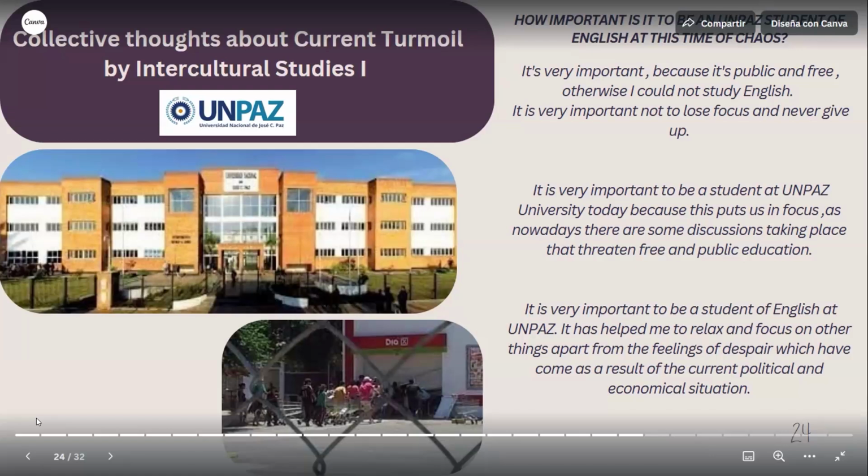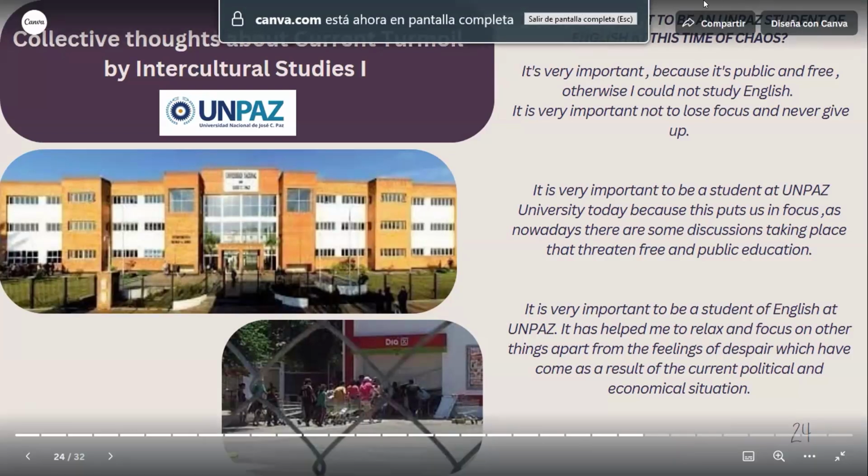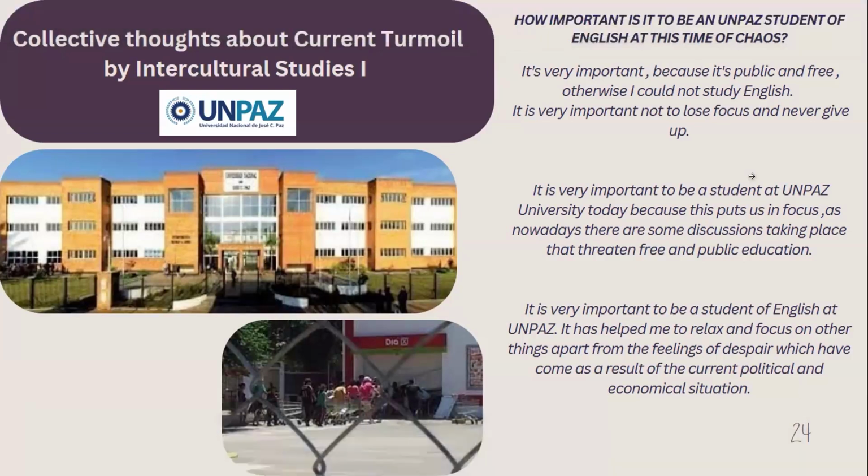to literature. And we answer this question that you can see over there: How important is it to be an UMPAS student? And I cry every time that I say it. A student of English at this time of chaos. And these are the answers, which are very small over here, and I will try to read some.